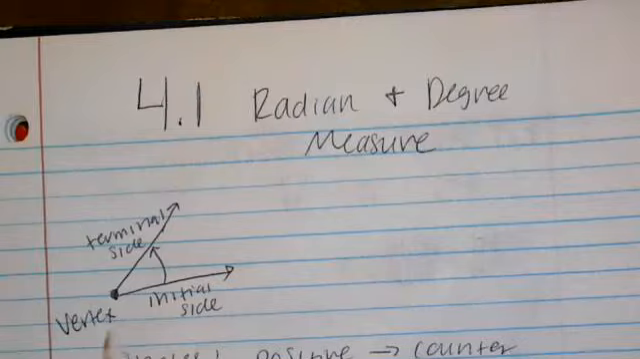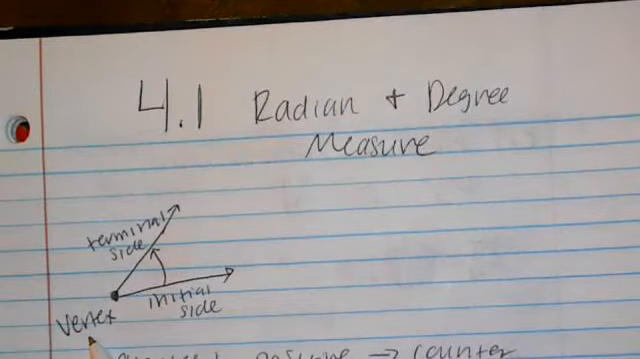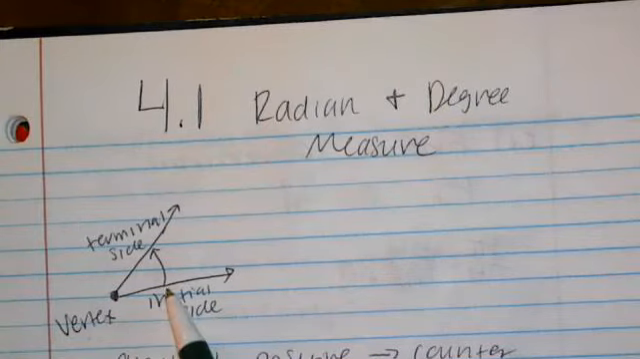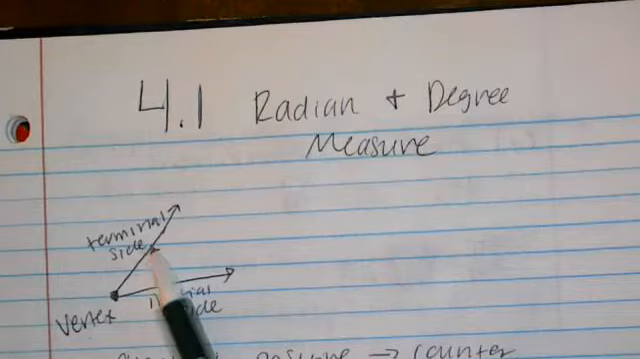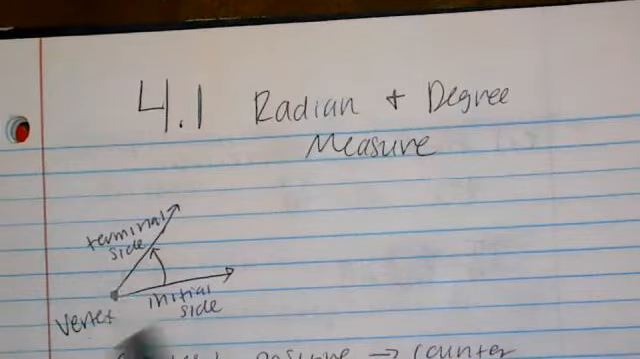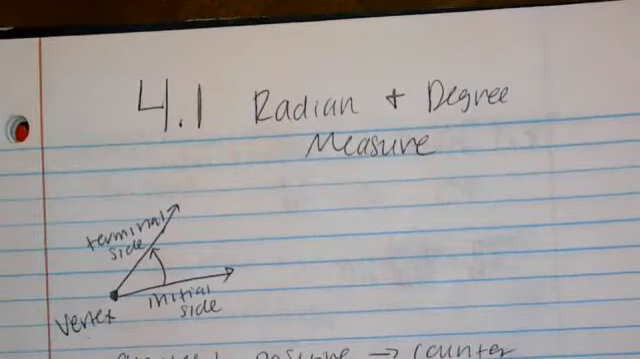First thing I want to remind you is when we're talking about an angle measure, it has a vertex where those two rays meet, the initial side is where that angle starts, and then the direction we're going in goes to the terminal side. Super easy, initial start, terminal end.